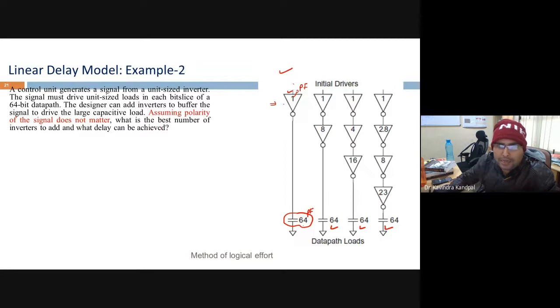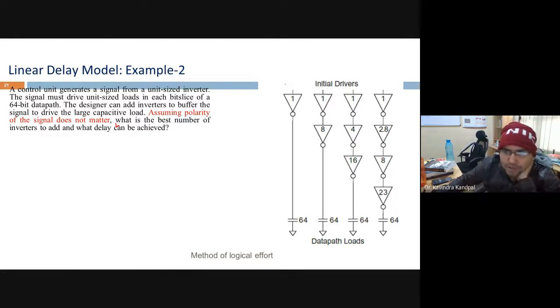Assuming polarity of the signal does not matter, which means if you are giving X, whether you are getting X bar or X, it doesn't matter to me. I'm okay with all kinds of polarity. You're getting my point? Then the question is, what is the best number of inverters to add and what delay can be achieved?